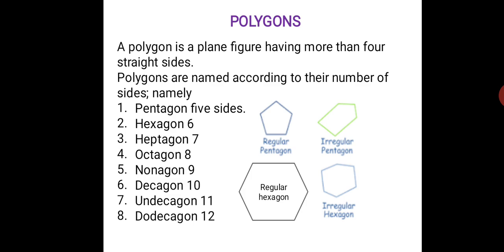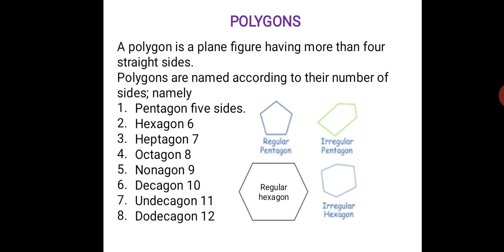As you can see in this diagram here, you can see regular pentagon. This one, all the sides are equal. That's what is called regular pentagon. The other one is called irregular pentagon. All the sides are not equal. That's why it is called irregular pentagon. Now you see regular hexagon. All the sides are equal. That's why it is called regular hexagon. You can see irregular hexagon. All the sides are not equal.